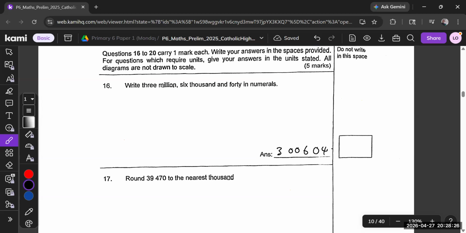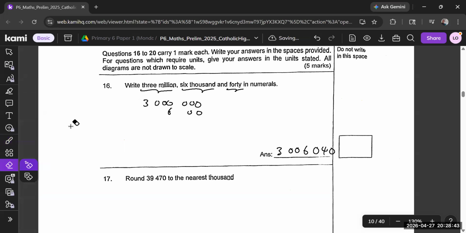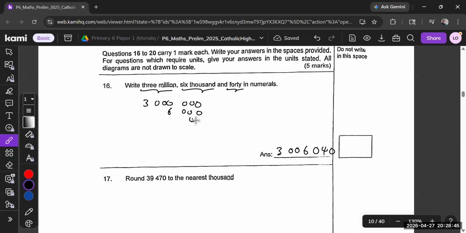3,006,040. Okay, what happens if you get it wrong? Now, how to avoid careless mistakes: change every word into numerals, and then you will be able to know what the number is. 6,000, then just write 6,000, and then 40, and after that you just add them together. Yeah, like that. If it's too big for you to know what it is, then you write in numerals.